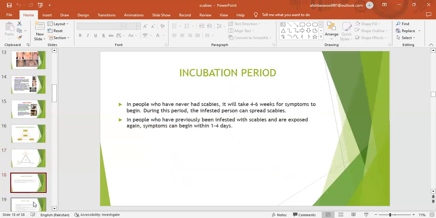Incubation period. In people who have never had scabies, it will take 4 to 6 weeks for symptoms to begin. During this period, the infested person can spread scabies. In people who have previously been infested with scabies and are exposed again, symptoms can begin within 1 to 4 days.